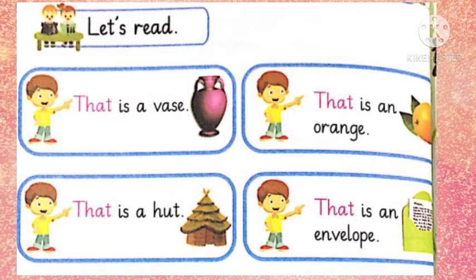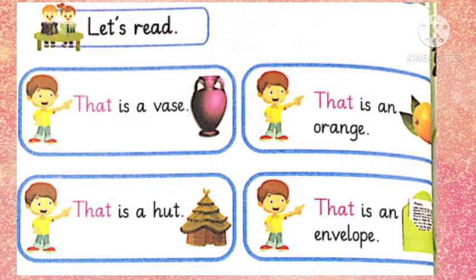Look at the next picture. Here is a hut, and hut begins with letter H. H is a consonant, so we will use a hut. And the hut is far from the boy, so we will use that. We will not use this. So let's make a sentence with that. That is a hut.